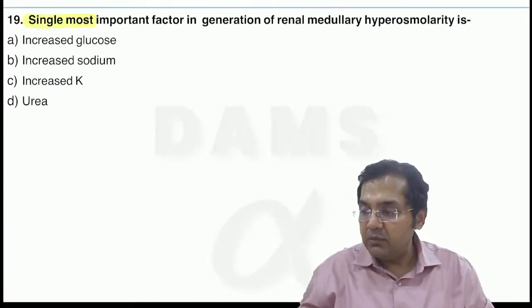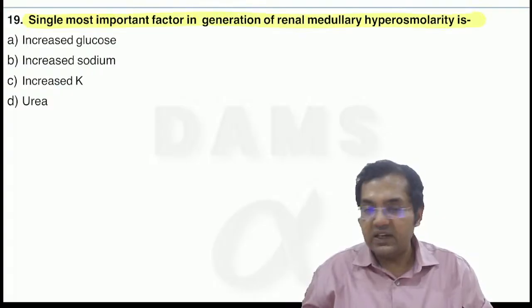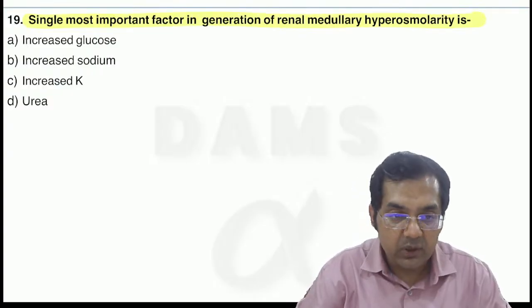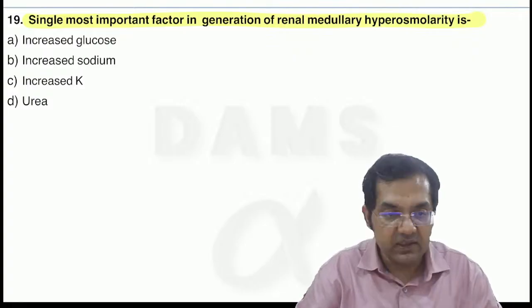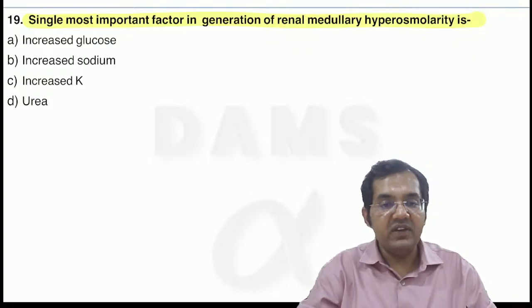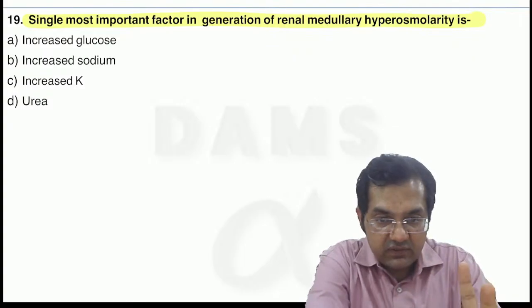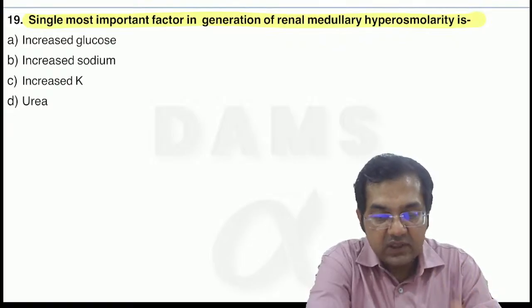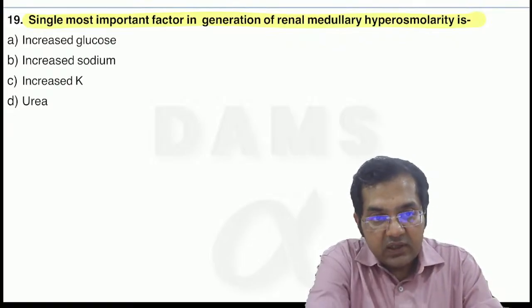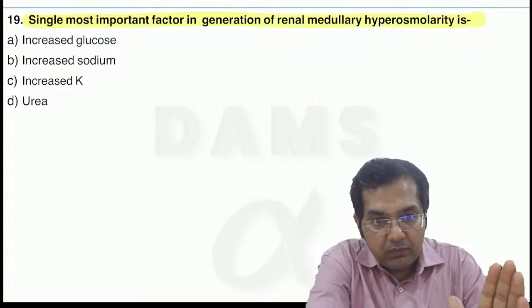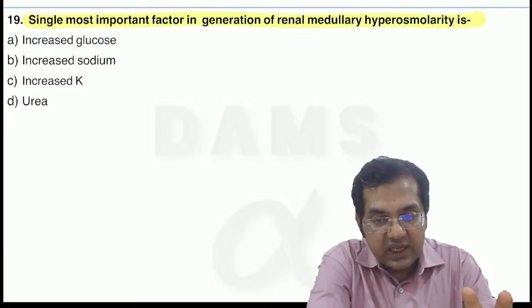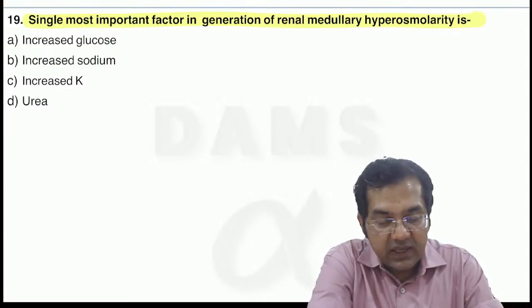Single most important factor in generation of renal medullary hyperosmolarity is. Please remember, we have two types of countercurrent systems. I have given you one more question. Countercurrent multiplier is the countercurrent system which helps in generation of hyperosmolar medulla. Vasa recta is the countercurrent exchanger which maintains the hyperosmolar medulla.